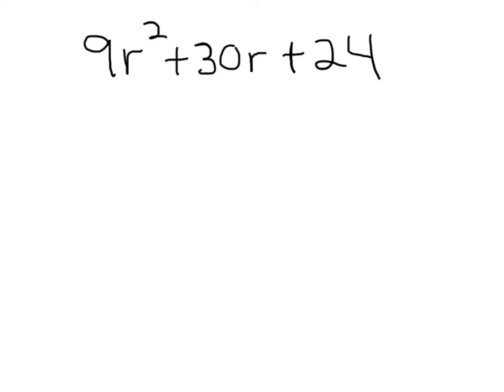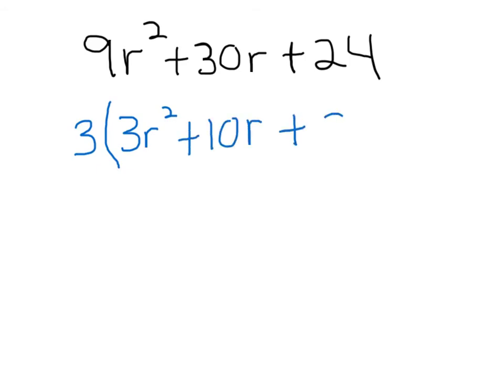9r squared, we have a 30r and a 24. What can come out of all three of these terms? I hear some of you guys saying it already. I hear a 3. So I'm going to go ahead and pull a 3 out. That's all they have in common. So now I'm going to put a 3 outside, and inside 3r squared plus a 10r plus an 8. Now there's more breaking down that can go on inside that parentheses. But now I have a number in front of that r squared, so it's a little bit tougher.